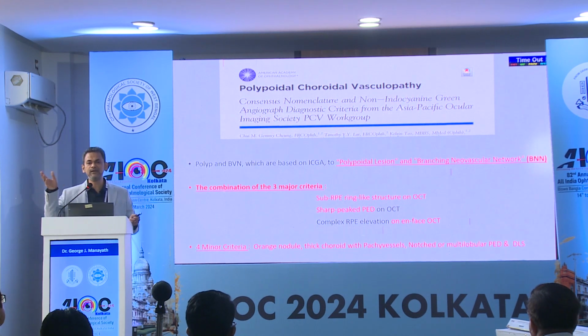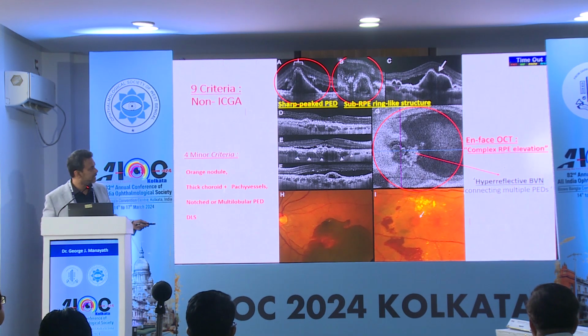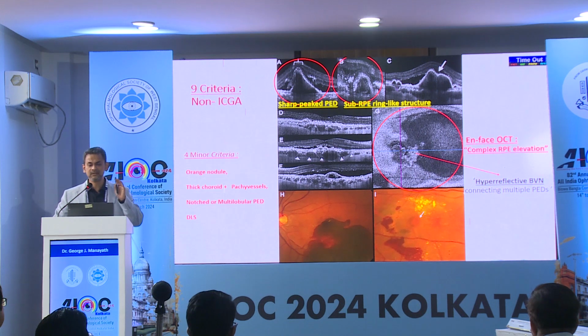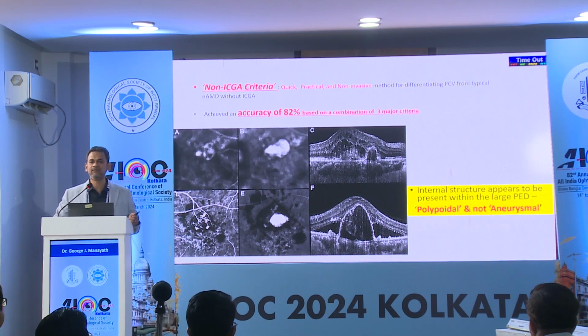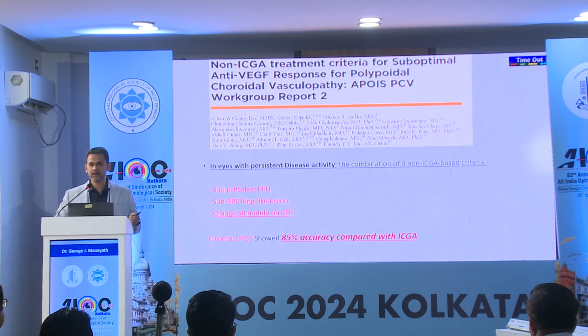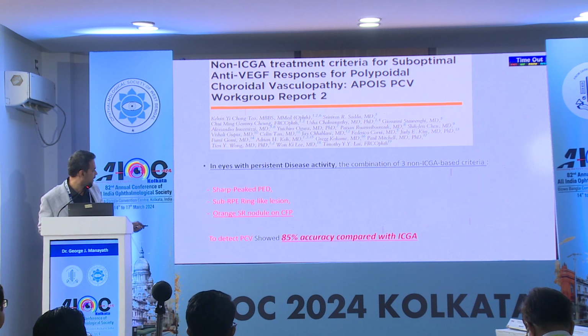So now we are moving to non-ICG and non-invasive imaging in diagnosis of PCV with 3 major criteria. The major criteria being a sharp peaked PED on OCT, sub-RPE ring-like structure, and on fast OCT, this complex RPE elevation is seen on fast OCT. So this gives around 82% agreement with ICG diagnosis of PCV, and in a newer report, instead of the complex RPE elevation on fast OCT, it is replaced by orange subretinal nodule on color fundus photograph.